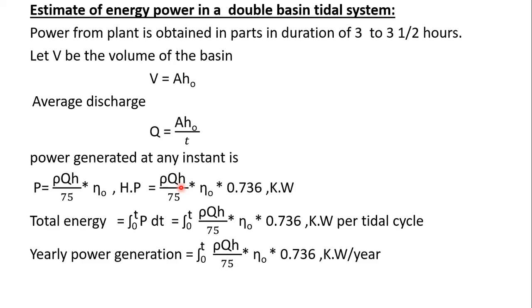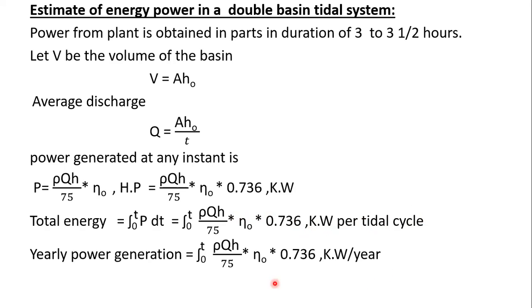From these equations, the total energy can be integrated from limits 0 to t, P dt. What is the value of P? Substitute the value of P here: rho Q H by 75 into eta naught into 0.736 kilowatts per tidal cycle. So this is the value per tidal cycle.